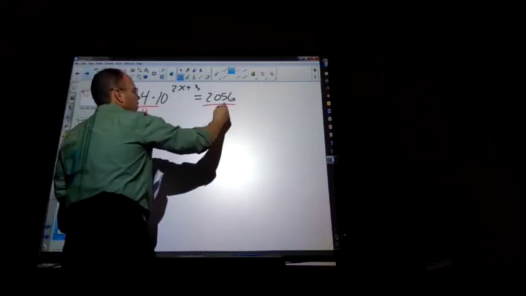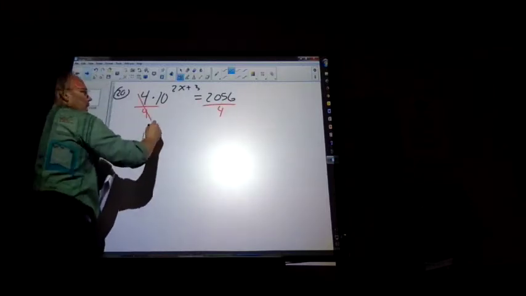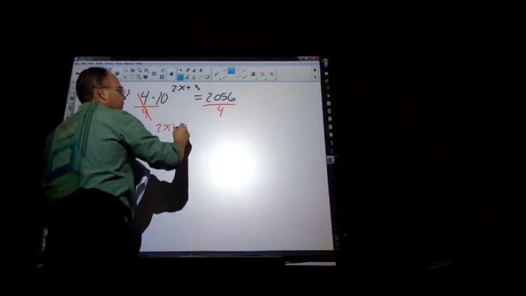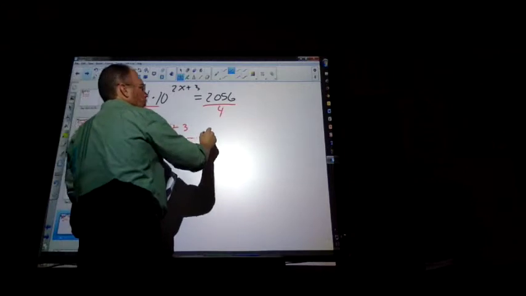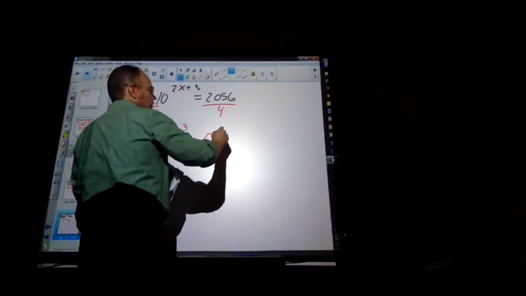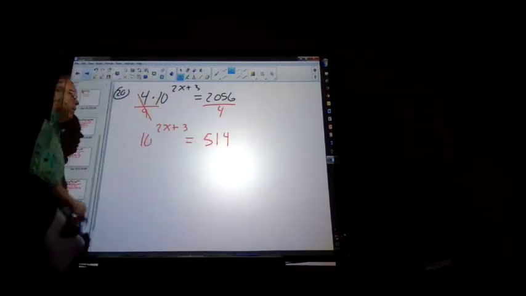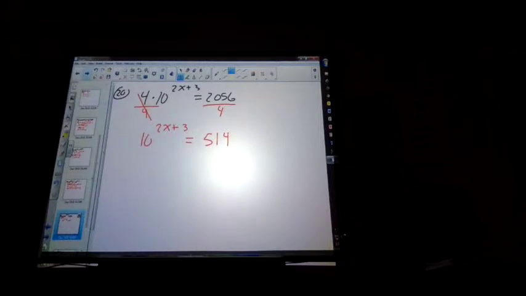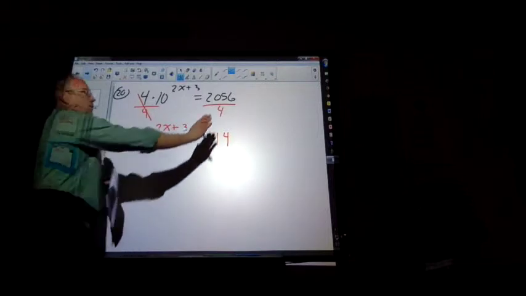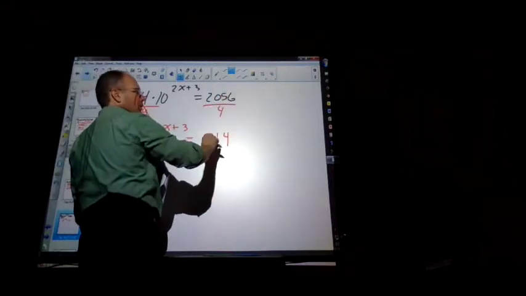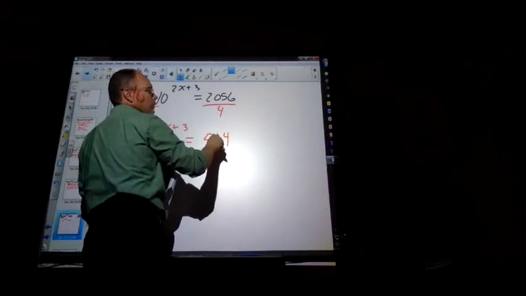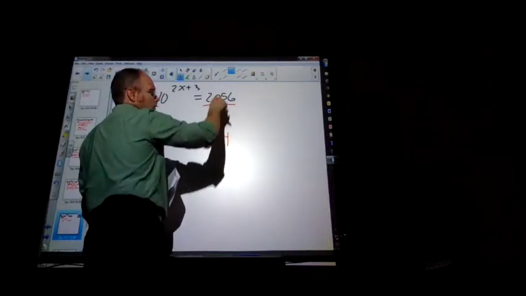I think I would divide each side by 4 first, just so that's gone. So that's going to give me 10 to the 2x plus 3 equals 4 goes into 2056. Well, 4 goes into 25 times, goes into 5 once, goes into 16 4 times. So I get that. Did I do it right? 4 goes into 25 times. 4 goes into 5 once, 1 left over. 4 goes into 16 4 times.